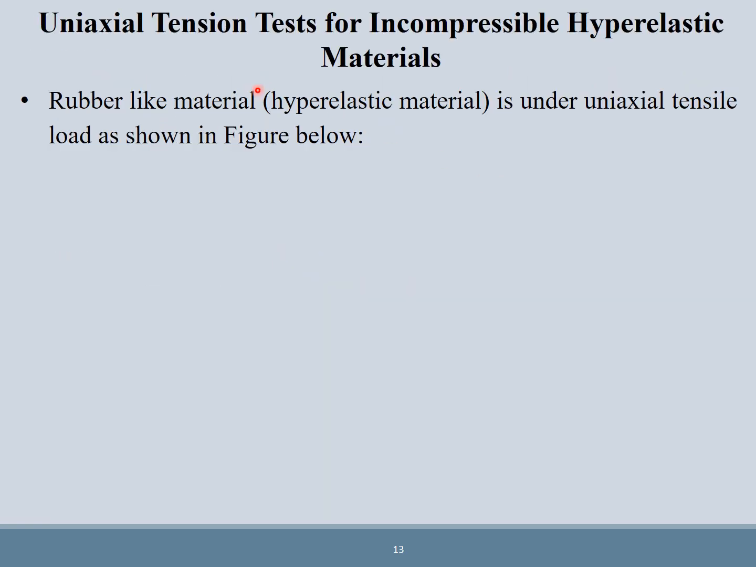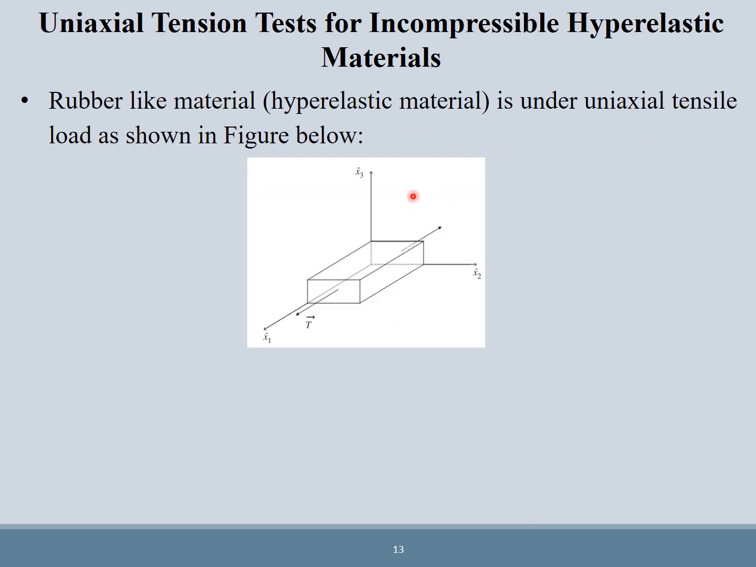Okay, now uniaxial tension test for incompressible hyperelastic materials. A rubber-like hyperelastic material is under uniaxial tensile load as shown in the figure below. Now see, this is an element which initially is generally a cube. When we apply the load in one direction, uniaxial tension, the length will increase.